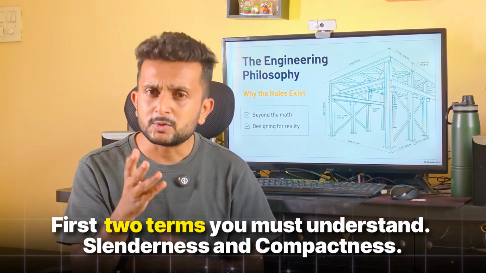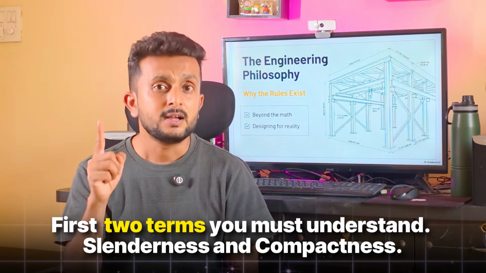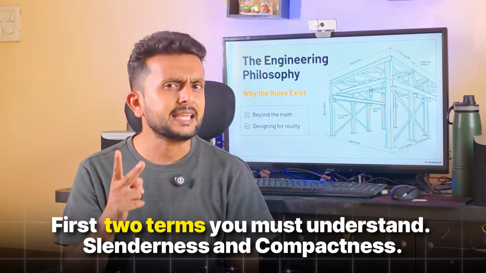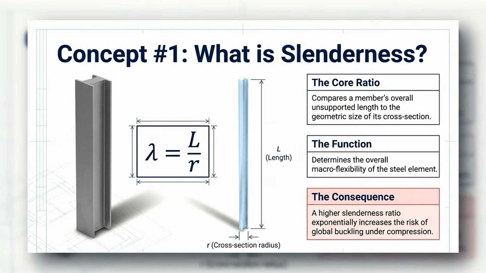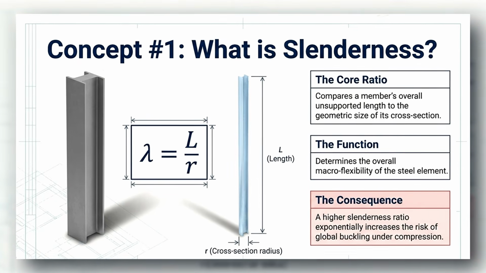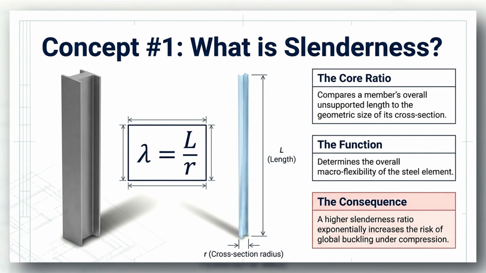First, two terms you must understand. The one is slenderness and second is compactness. So let's first understand slenderness. Think of slenderness like this.